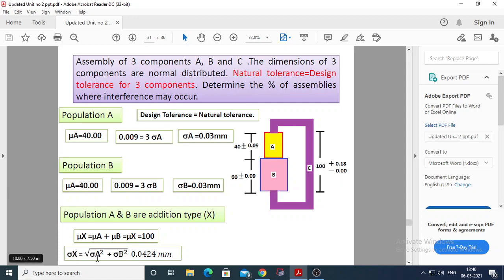Then how do we calculate sigma X? Sigma X is the root of sigma A squared plus sigma B squared. Then you will get 0.0424 mm.